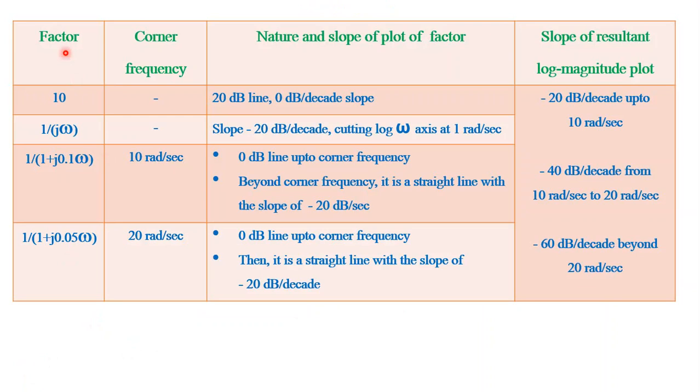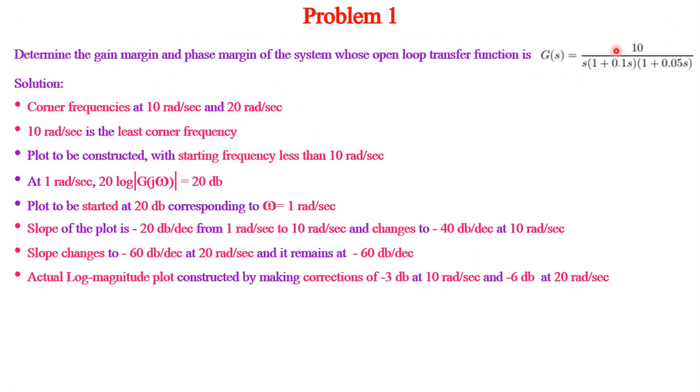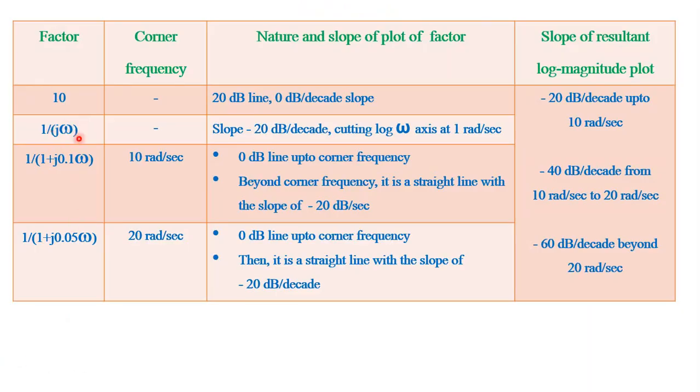So I have made a table of all this to understand much better. So what are the factors? The factors are 10, 1 by s, 1 by 1 plus 0.1 s, 1 by 1 plus 0.05 s. In the frequency domain I have written them by substituting s equal to j omega. So these two don't have corner frequencies. This corner frequency is 10 radian per second.